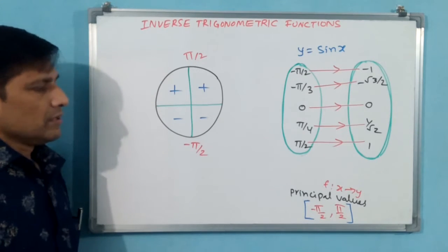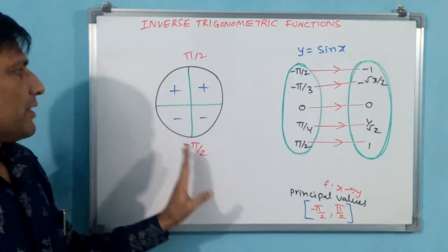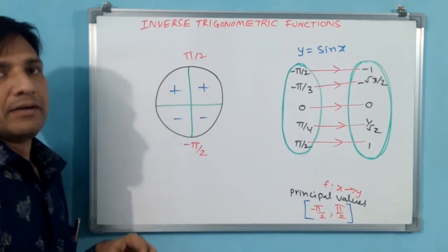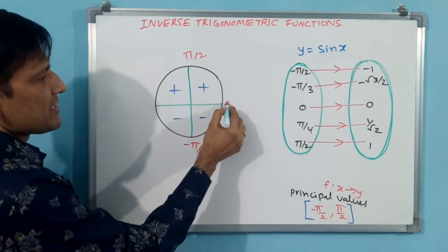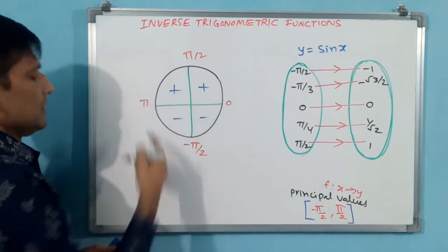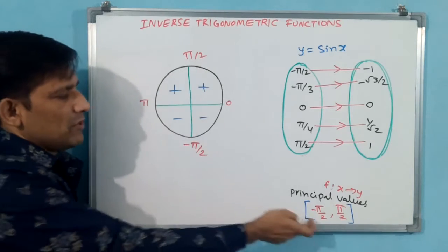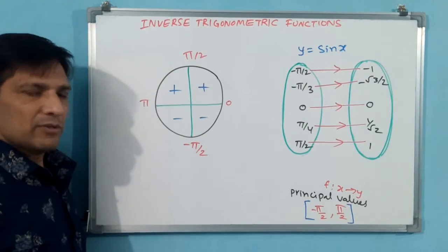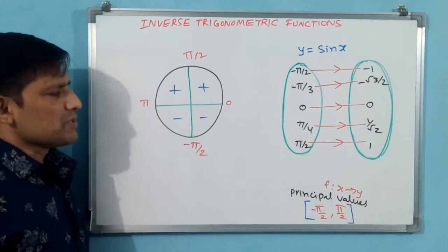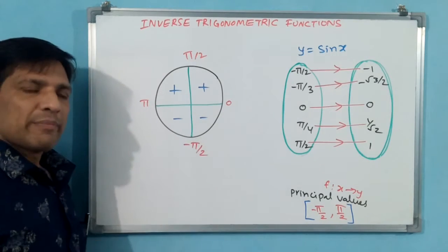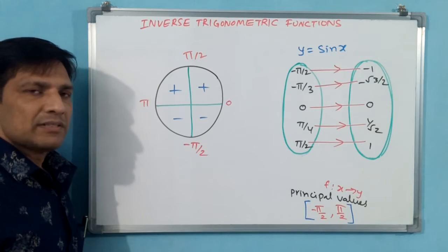Now you tell me, rather than minus pi by 2 to pi by 2, shall I take 0 to pi? Okay, I am writing just 0 to pi. Earlier we had taken minus pi by 2 to pi by 2, we declared that these are principal values. Now forget about principal values. Shall I take 0 to pi for making it a one-one and onto function? You think?